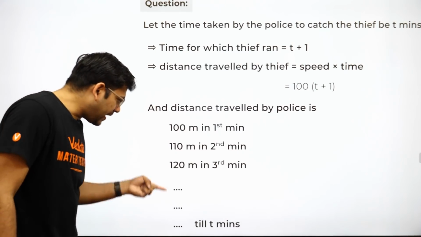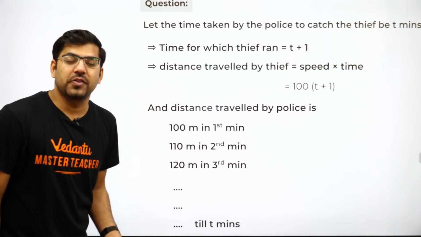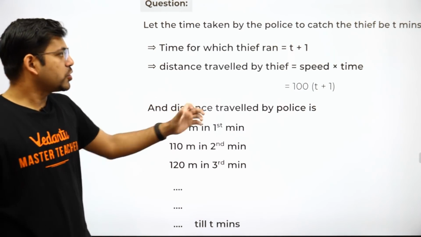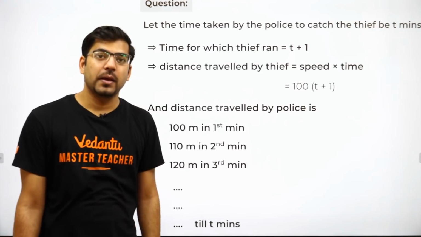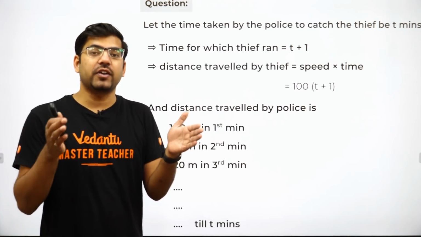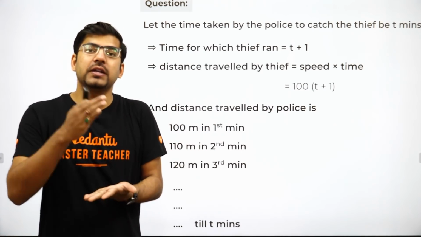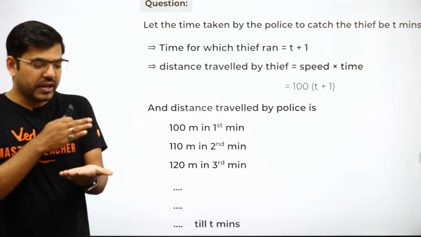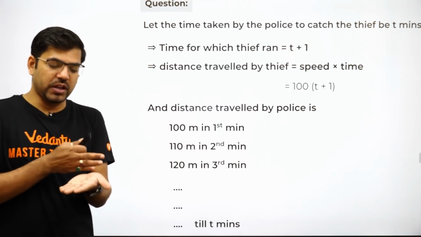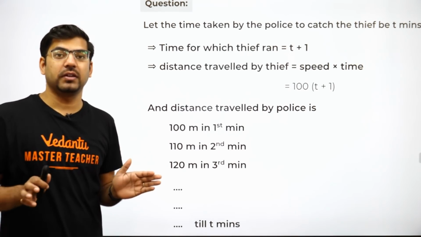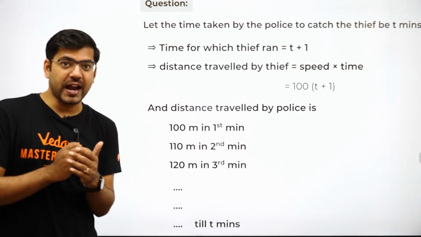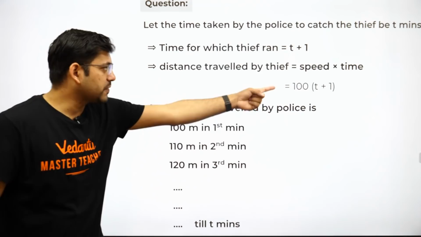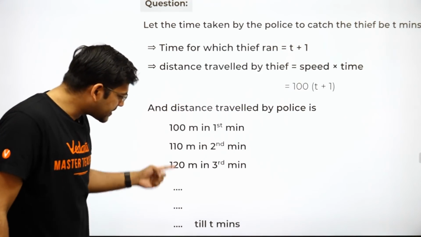And when I add all of these terms, this distance should be equal to this distance, because police and thief started from the same starting point, and when the police catch the thief, that will also be the same point. So the distance covered by both of them will be the same. Do you understand this? The distance covered by both police and thief would be same. So that is why we will equate this distance with the sum of these terms.